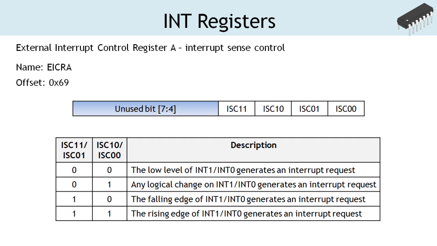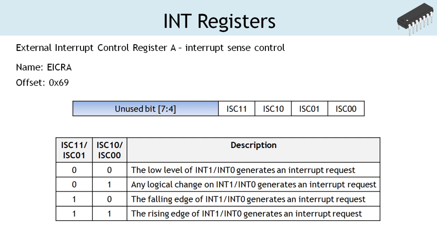External Interrupt Control Register A is used to configure the interrupt sense control. The interrupt sense control bits define if the interrupt is edge triggered or level triggered. The bits ISC11 and ISC10 configure interrupt 1, and ISC01 and ISC00 configure interrupt 0. When the bits are set to 00, the logic low applied on the pin triggers the interrupt. When the bits are set to 01, any change in logic level triggers the interrupt.